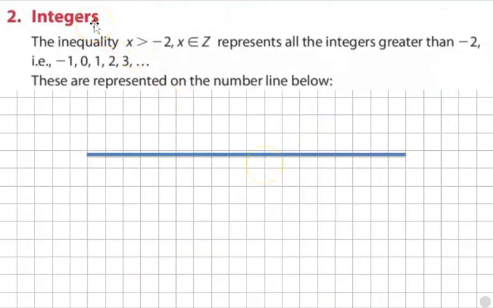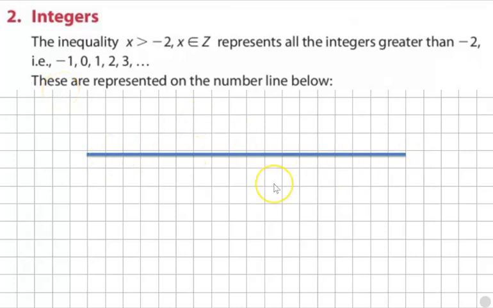Number 2, integers. The inequality x is greater than minus 2, comma, x ∈ ℤ, so this means x is an element of the integer set, represents all the integers greater than minus 2, that is minus 1, 0, 1, 2, 3, ... These are represented on the number line below.